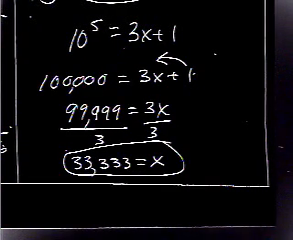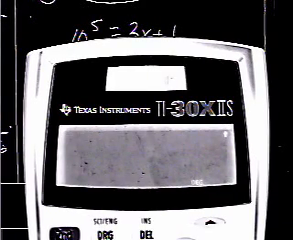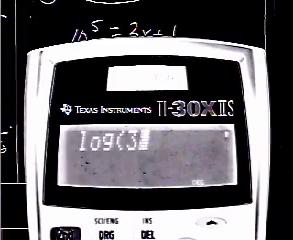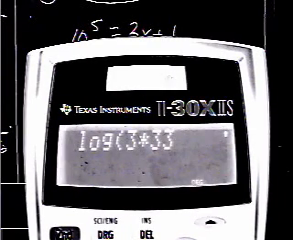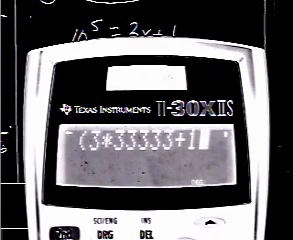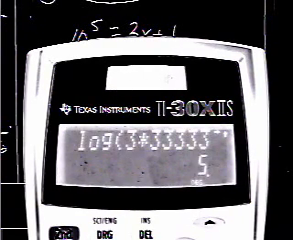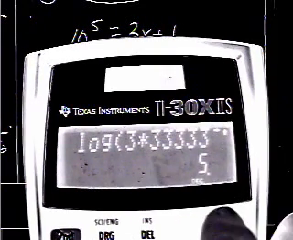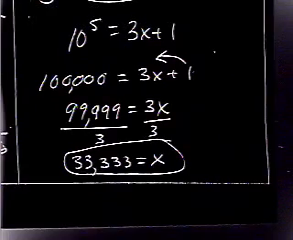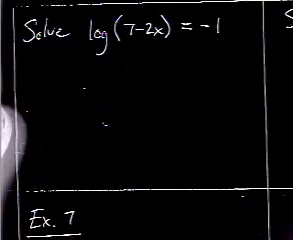And you can always check your answer. Log of 3 times 33,333 plus 1. This better equal 5. And it does. So, always plug back in. It doesn't take that long to actually check your work to make sure it is correct. Okay? We'll try another one here.